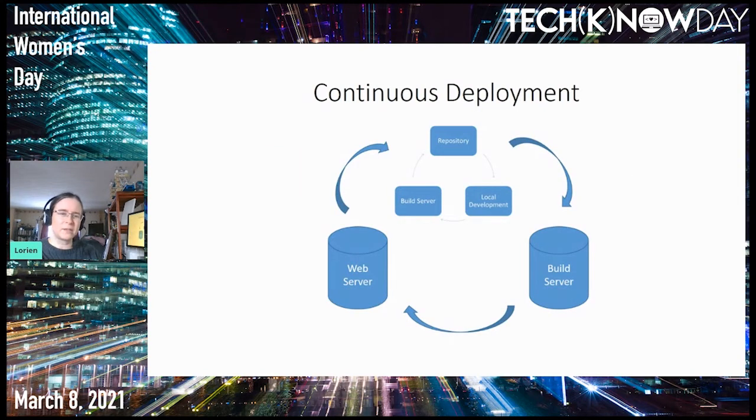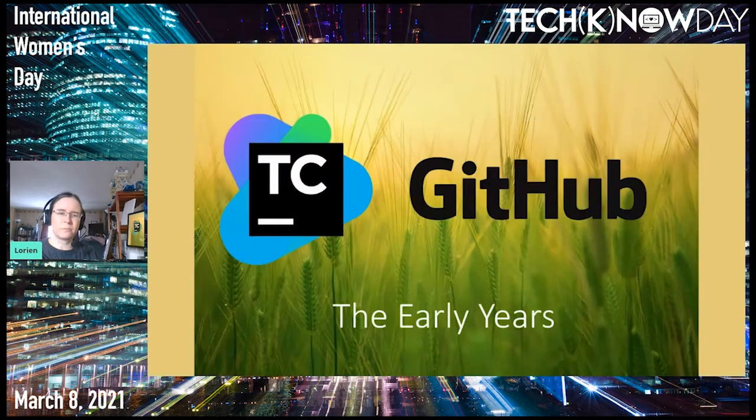Continuous deployment is the step beyond that, where every time something gets built on a production build server, it immediately gets deployed to the web server. And this process continues every time you have changes. So to do this, we needed some new tools. And we settled on a build server called TeamCity, and we started using GitHub for our code repository.